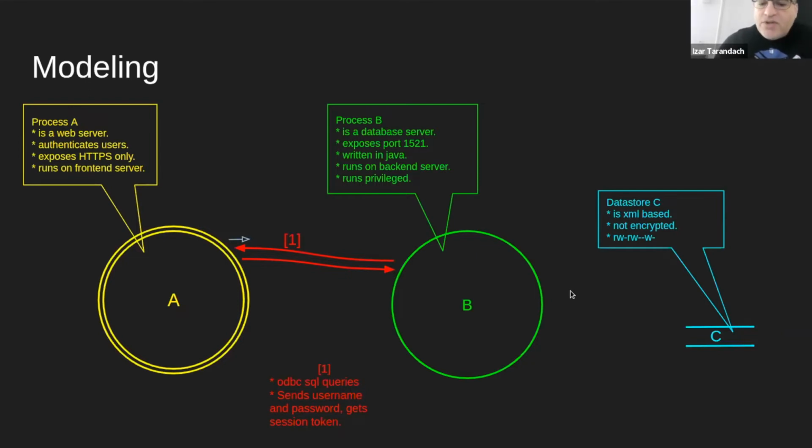So now we know that between the front end and the back end, we have an ODBC SQL query going on, and that username and password pass over there, and there's a session token coming back. Same thing with the data store, what it reads, what it writes. So once we have this, we have enough information to say, hey, I understand the system. I might not know what it does. I don't know what content gets served over HTTPS. But at this level, that's probably not very important. We have enough information to say, I understand the system, and I'm able to answer questions about its architecture.